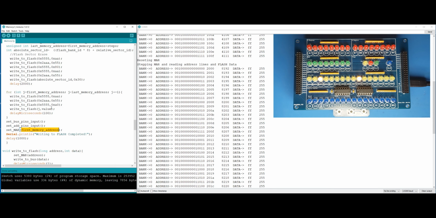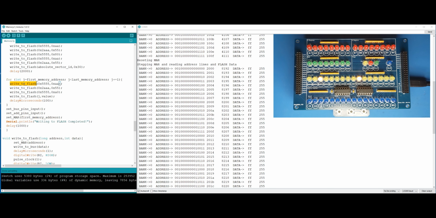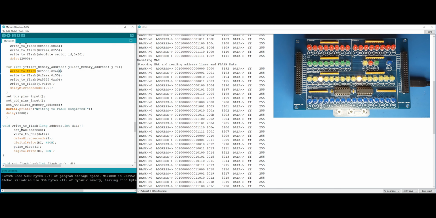Now, the only thing that we haven't looked at here is write to flash, so let's see what it does. Write to flash is quite simple. When you call the write to flash function, you're passing 2 parameters. The first parameter is the address that you're trying to write, and the second parameter is the value. As you can see in the write to flash function, again, we are using a set mar function to set the address, right? And then we're going to write the value that we want to write to the memory into the bus.